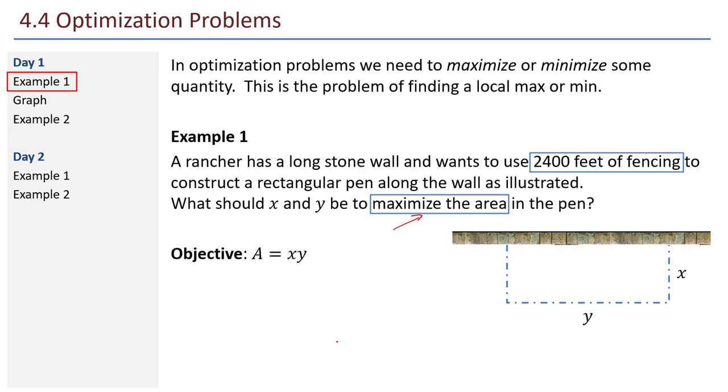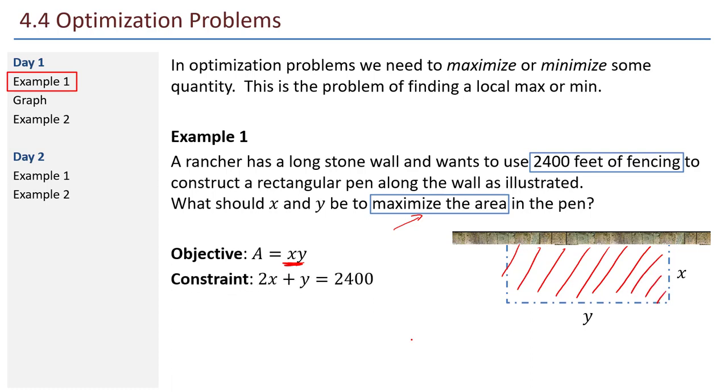So, two things that we're going to look at. One is the objective function. What is the object of our study? The object in this problem is to maximize area. So the objective function is the area, x times y, because x times y is my expression for area.